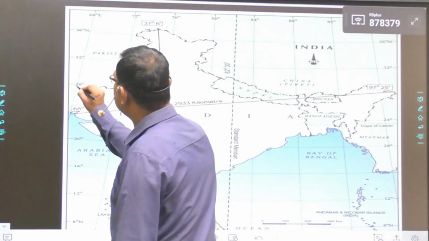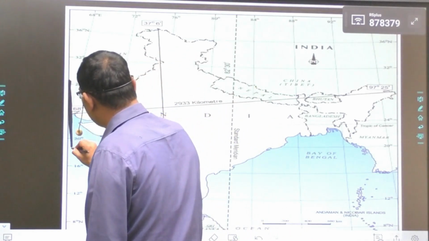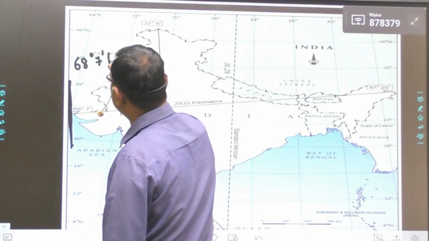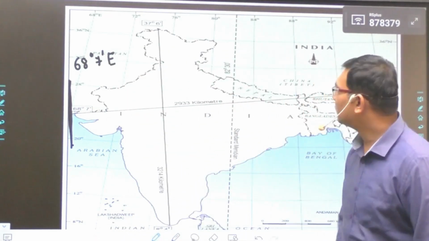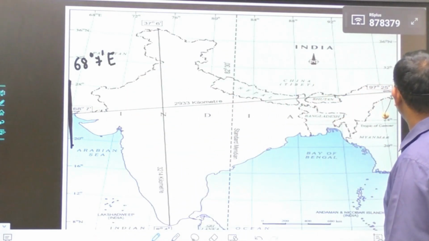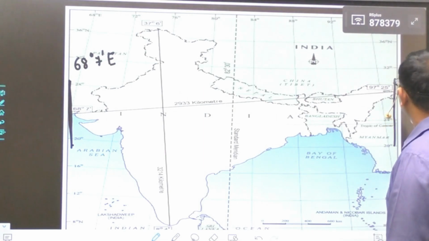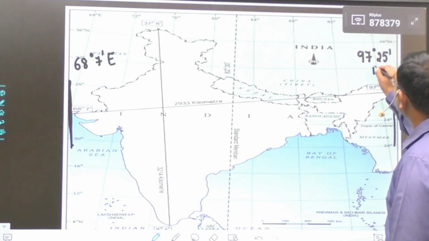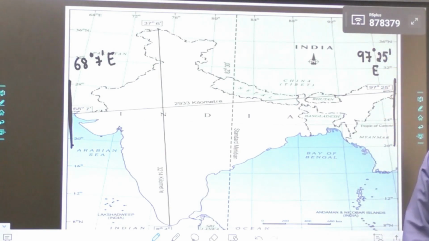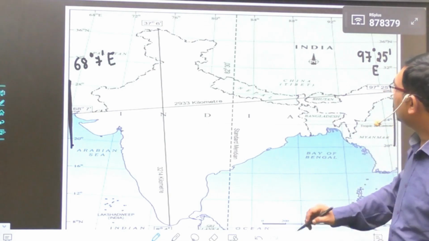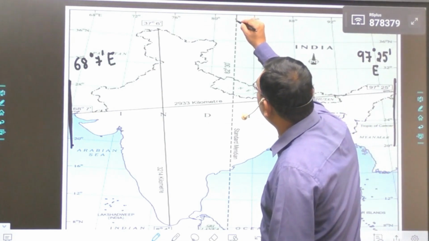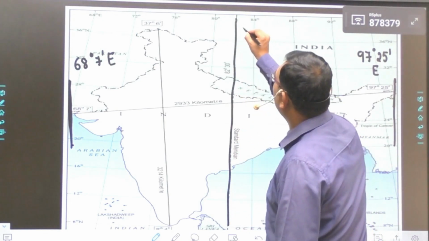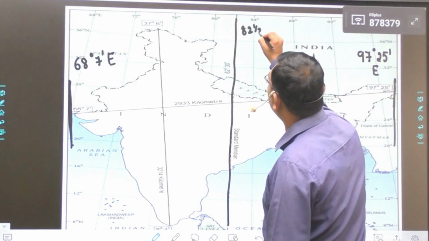This is your 60, this point. This point is 68 degree 7 minutes east longitude. And here, this is a point, 97 degree 25 minutes east. Am I right? And in between, you see, this is your 82.5 degree line which is passing.